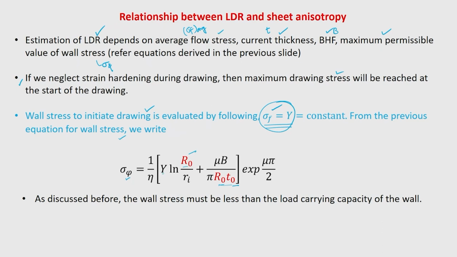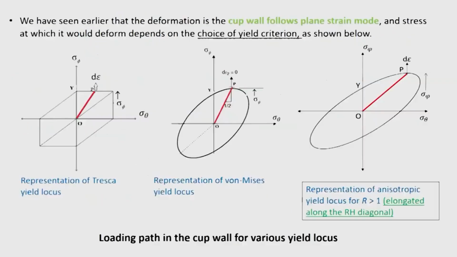Okay. So now this wall stress has to be less than the load carrying capacity of the wall. The wall has a particular load carrying capacity, you can imagine it like that, and this sigma phi has to be less than that. And we have also seen before that the cup wall actually follows plane strain mode of deformation. We saw this example before when we discussed the stress contour, strain contour, where we discussed OA, OB, OC, OD, OE modes of deformation.